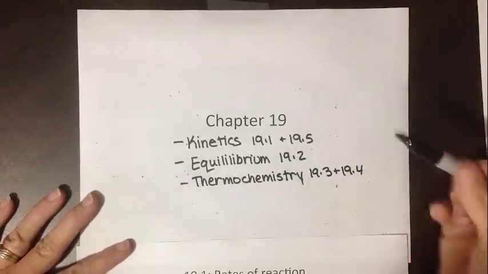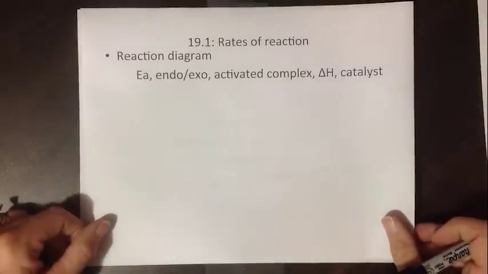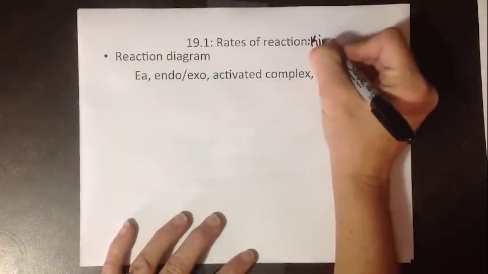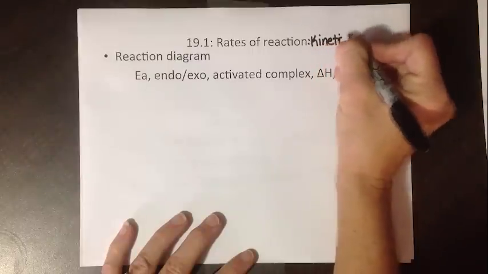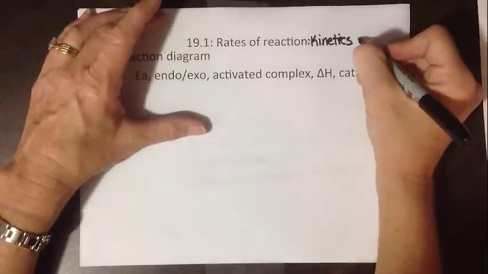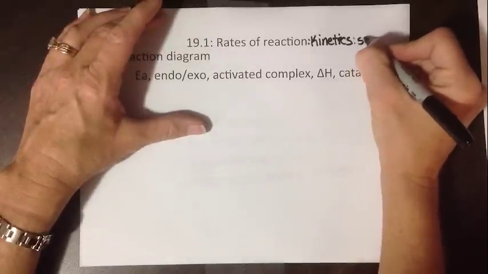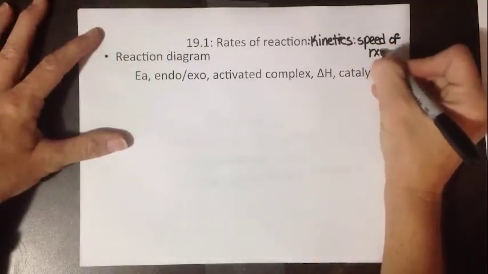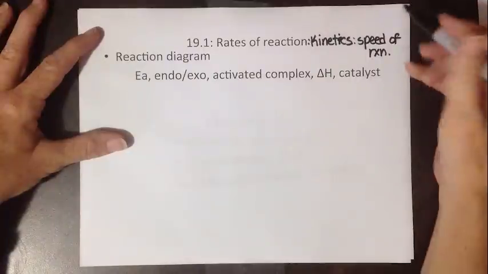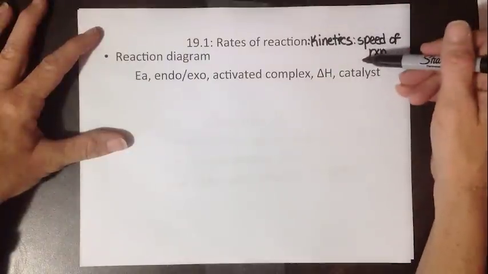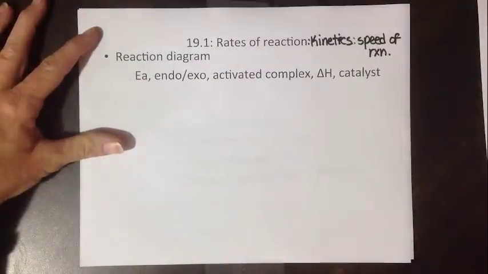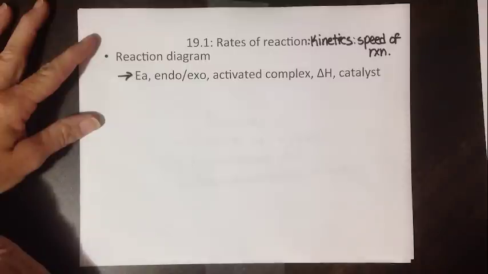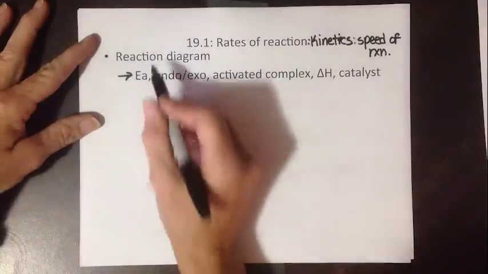So this video is going to work on kinetics. Kinetics, or rates of reaction, is a scientific word for rates of reaction, and that talks about the speed of a reaction. Before we talk about how to change the speed of a reaction, we're first going to look at a reaction in detail. So these are the things you need to be able to label on a reaction diagram.